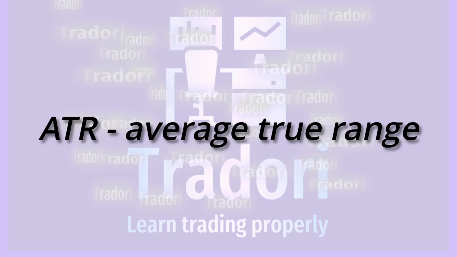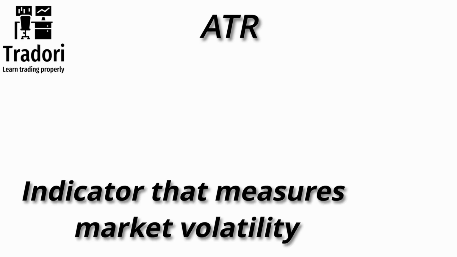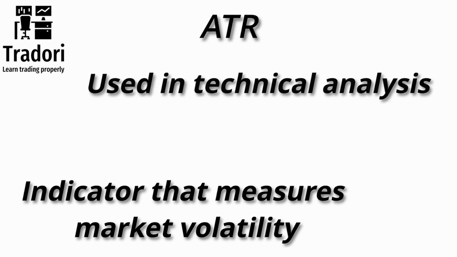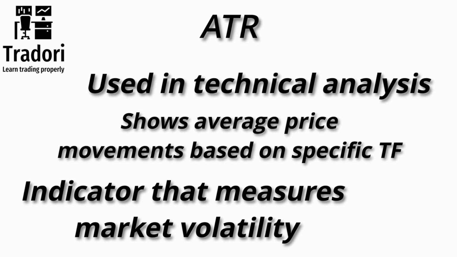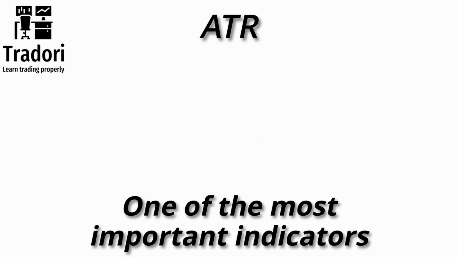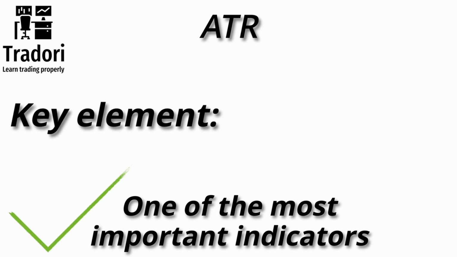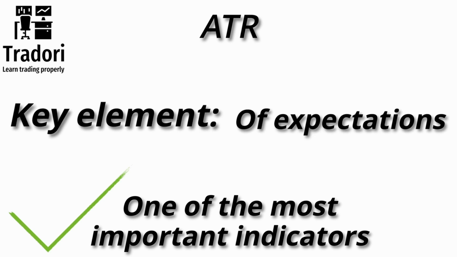ATR, average true range. The average true range is an indicator that measures market volatility. It is used in technical analysis and shows how much an asset price moves on average over a given time frame. ATR is one of the most important indicators and should be used all the time. It is a key element to set up your expectations of any given day.